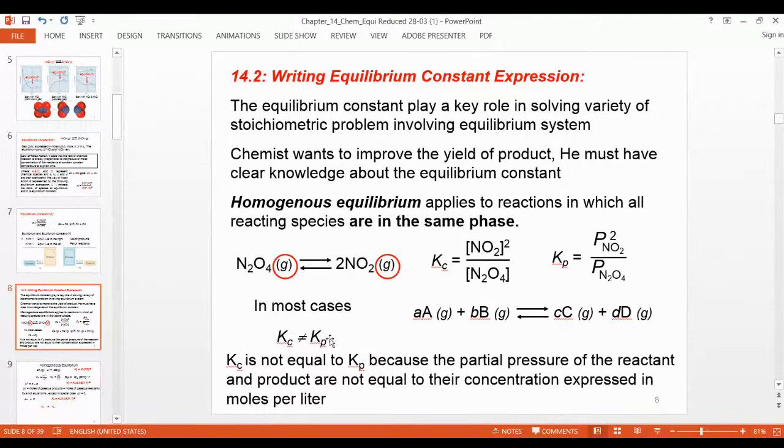How Kc is equal to Kp, but it can never be equal because of some reason. The Kc is not equal to Kp because the partial pressure of the reactant and the product are not equal to their concentration expressed in moles per liter. Whatever the concentration is giving here, that is the same, but the pressure is different. So that's why Kc and Kp are not equal, but they are equal in certain conditions. What are these conditions?